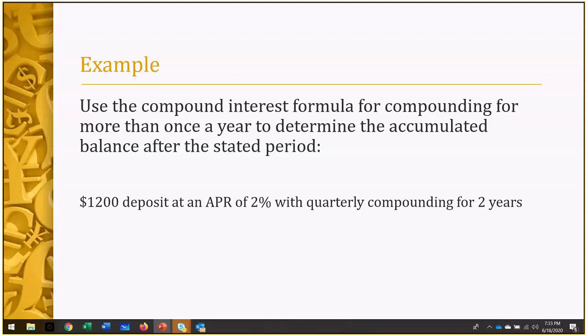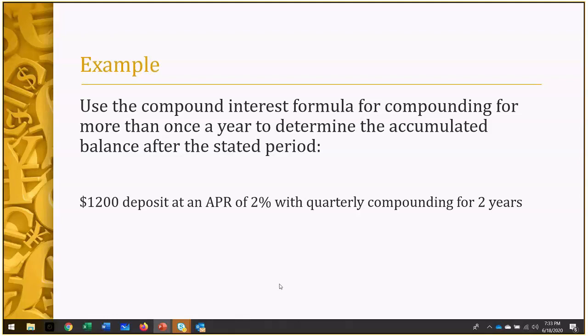Use the compound interest formula. So they're telling you which one they want you to use. And determine the accumulated balance after the stated period. The accumulated balance is the total amount in the account. And that's anything that says A equals is an accumulated balance. So I'm going to jot the formula down real quick. And then we're going to try to substitute this in.